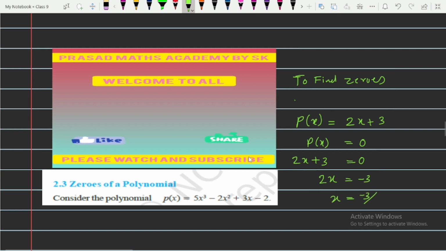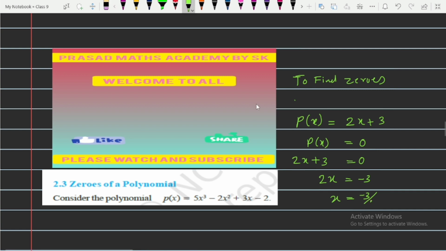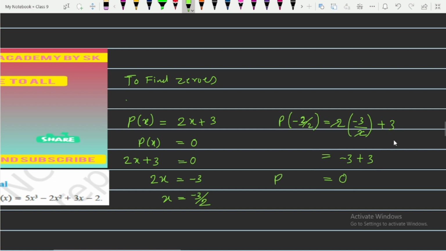So when you put x equal to minus 3 by 2 in p of x, what value will you get? We'll see that. In place of p of x we can write p of minus 3 by 2. See, 2 into minus 3 by 2 plus 3. Here the 2s get cancelled, so minus 3 remains, plus 3, that is minus 3 plus 3, which is 0. So p of minus 3 by 2 is 0.